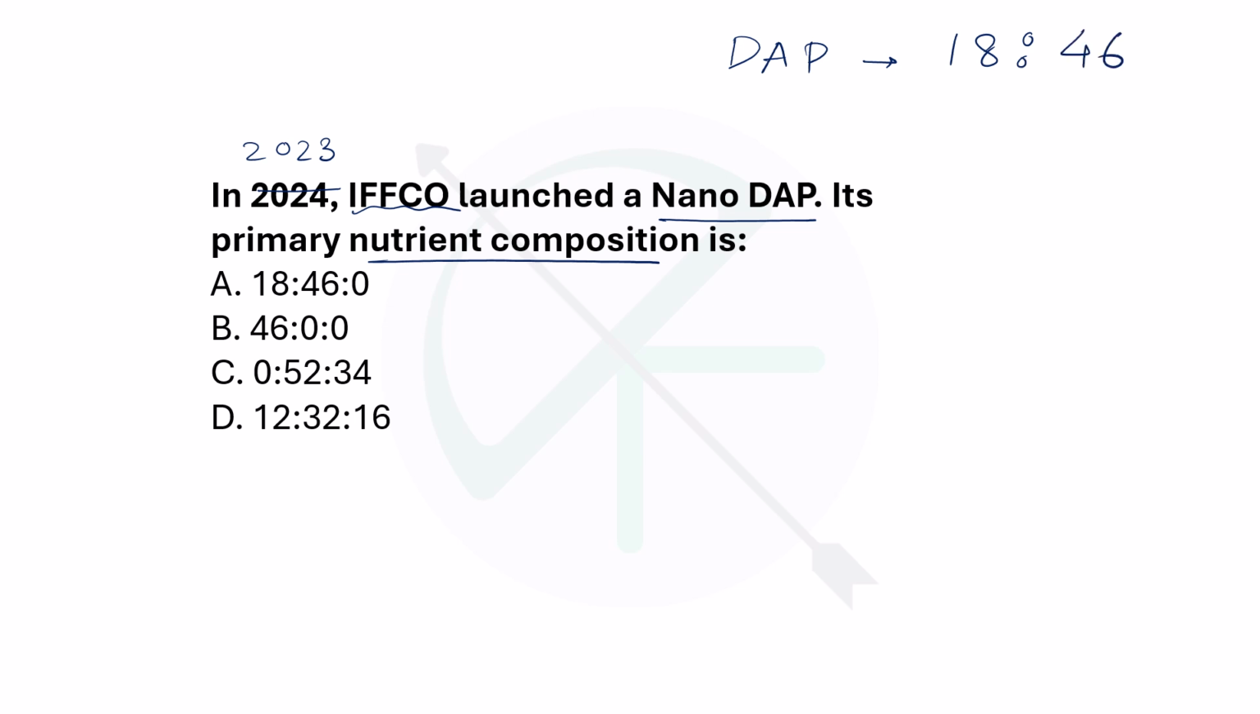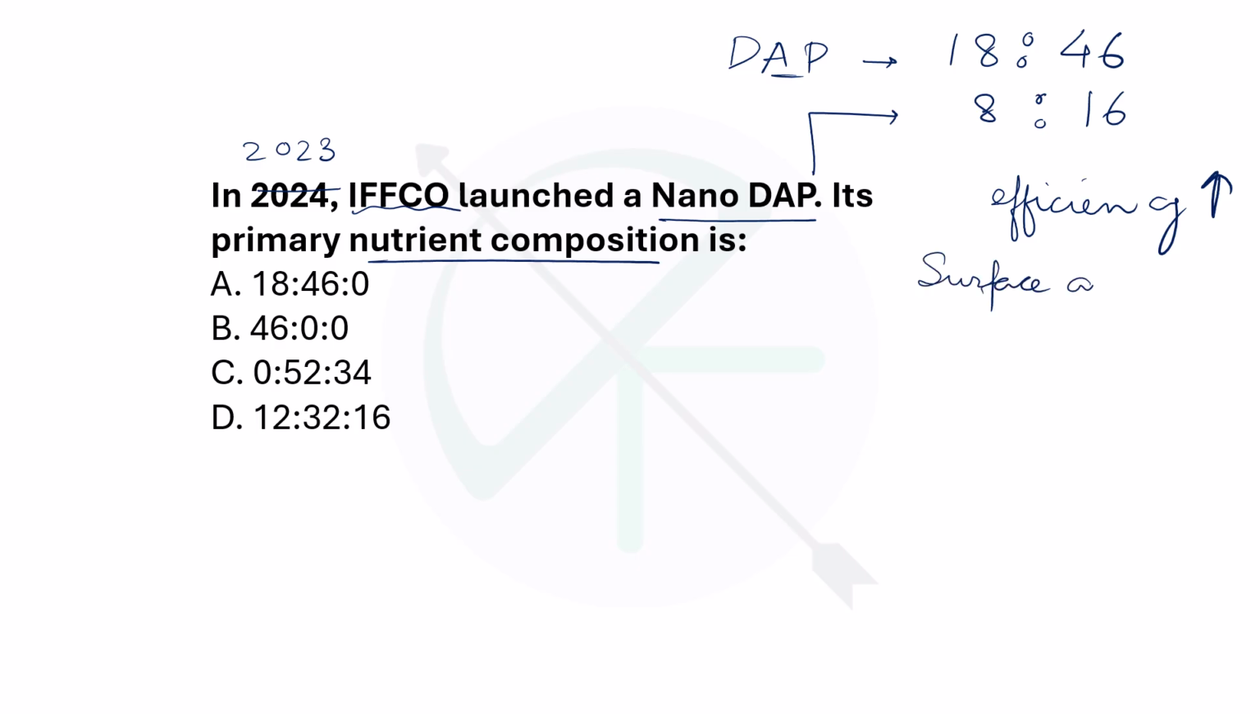Okay, but the nano DAP, it's slightly different. It's 8% of nitrogen and 16% of phosphorus. So this is less than the normal DAP, but why is it being used? Because of its higher efficiency. Its efficiency is higher than the regular DAP, and also the surface area to volume ratio is higher than the regular DAP. So due to these 2 points, the nano DAP is being preferred, and it was released by IFFCO in 2023 only.